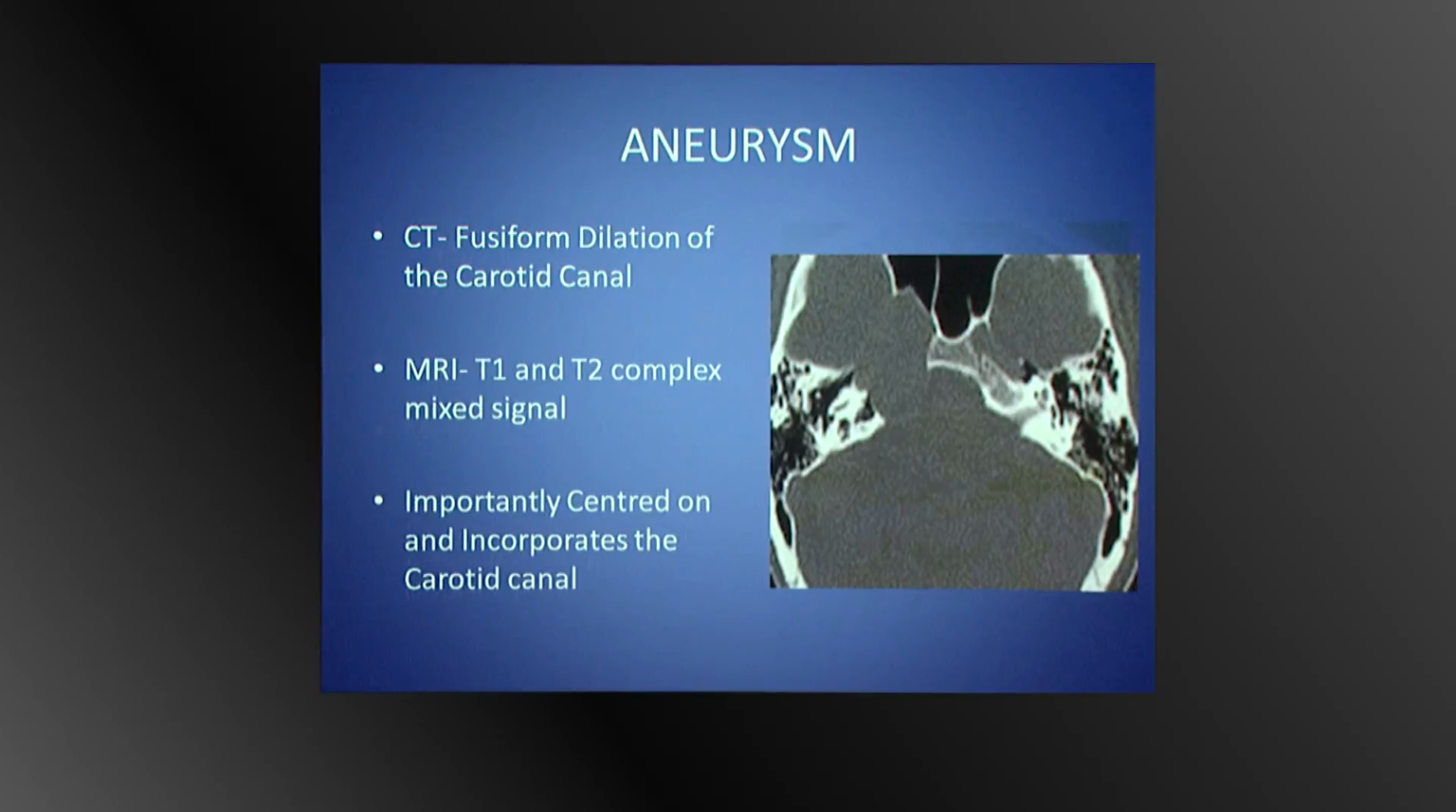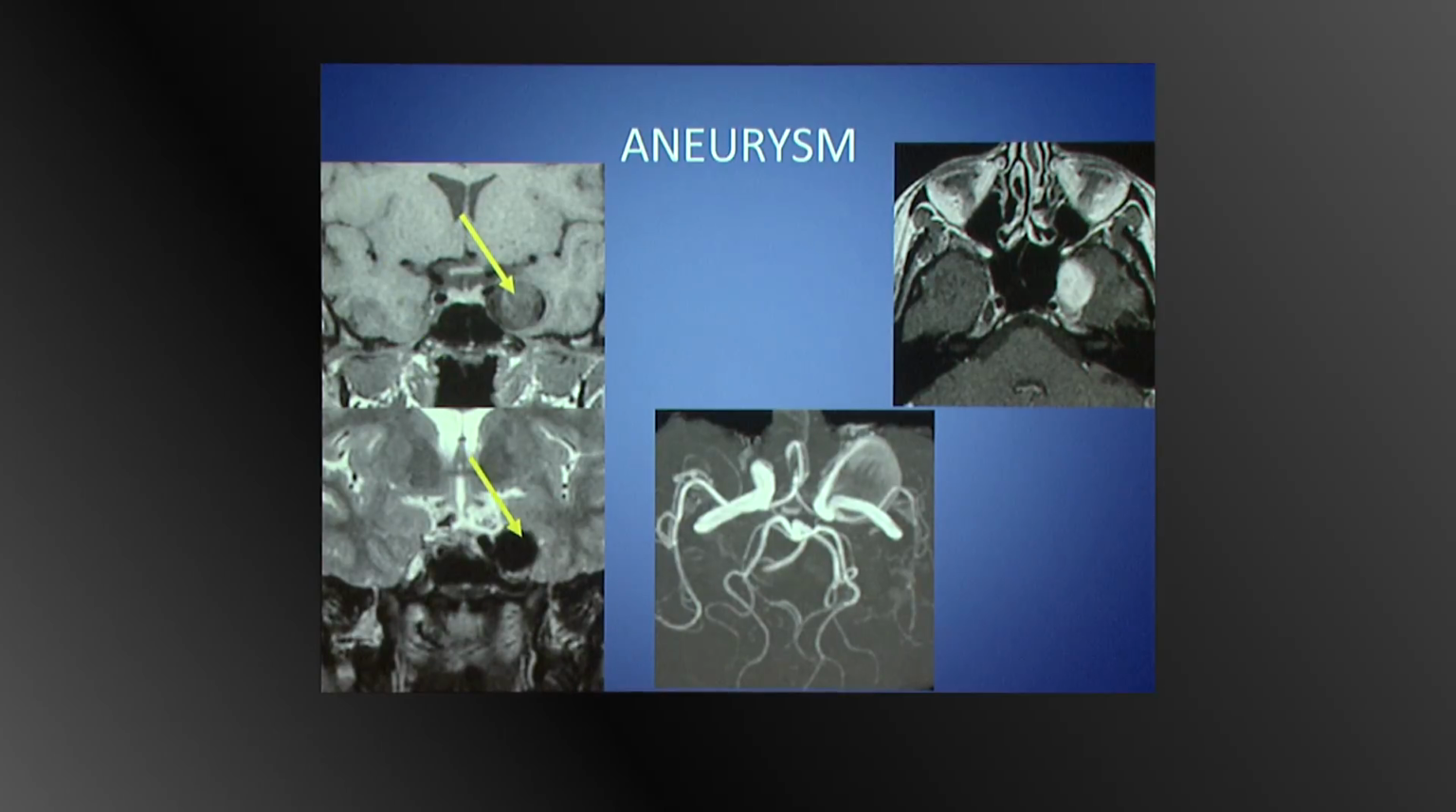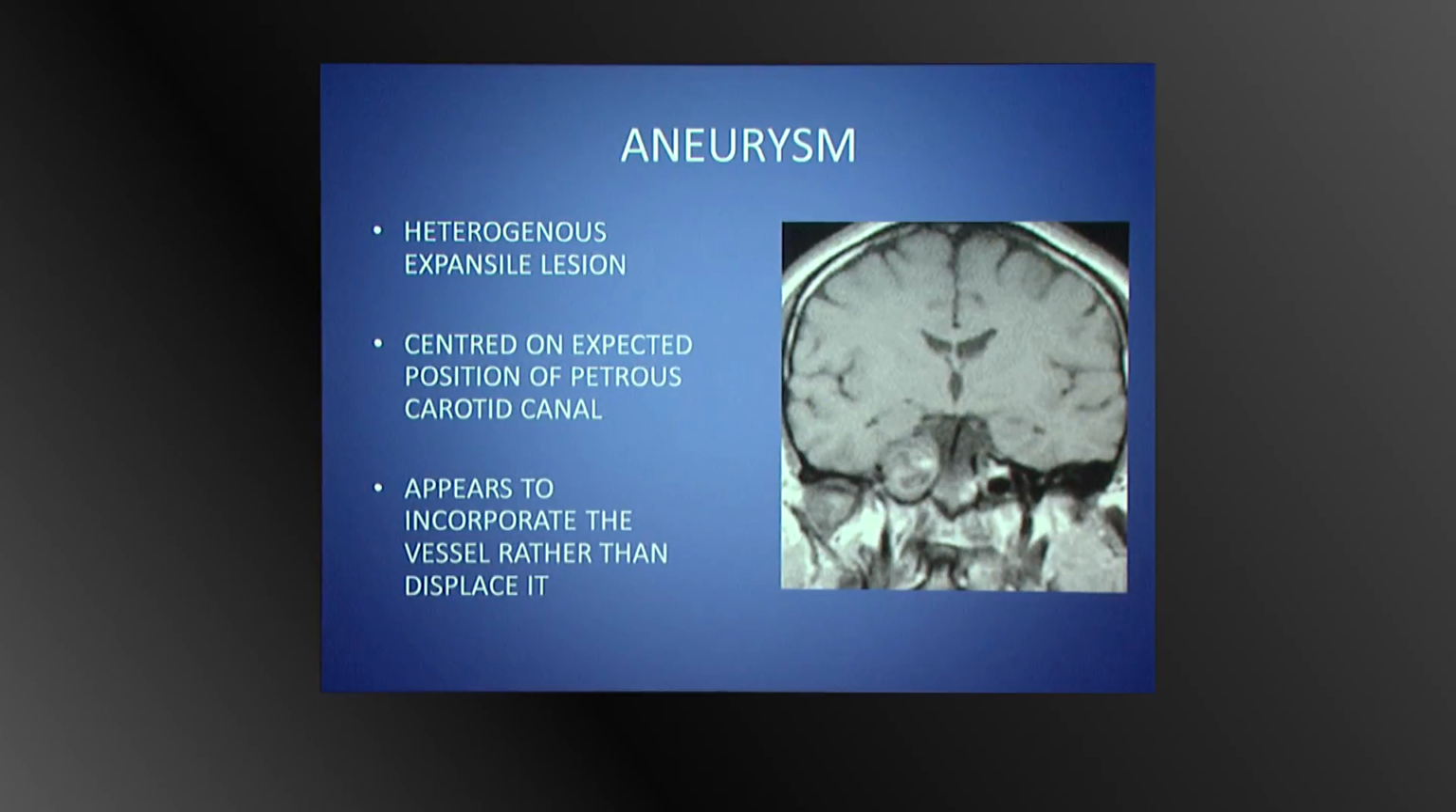So it's centered on the artery, often easier on CT than MR, because the signal in MR can be a bit confusing. But on CT you get this fusiform dilatation of the carotid canal. MR, as I said, can have a complex appearance, but importantly, it's centered on and incorporates the canal. And you can figure it out eventually on MR, but the key to all of this is awareness of what it may be. And the awareness is that it's centered on the expected position of the carotid canal.